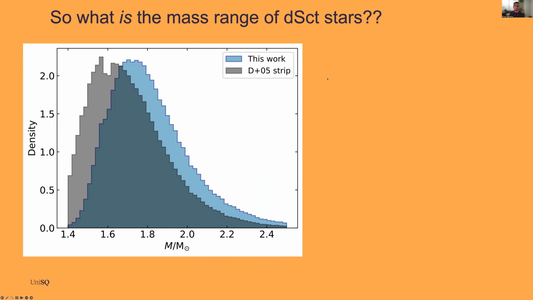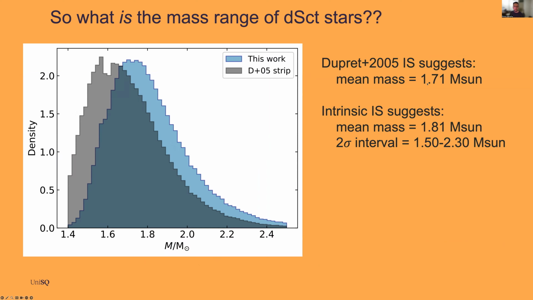So what is the mass range of delta Scuti stars that I talked about on that first slide? Well, if you use the Dupret et al. instability strip, that's this gray histogram, you'll get a mean mass of about 1.71 solar masses, and the intrinsic instability strip suggests a mean mass of about 1.81 solar masses. The 2 sigma interval, which contains 95% of the population, will have a mass in this range. And because the mean mass is now higher, the age of the average delta Scuti star gets revised down.